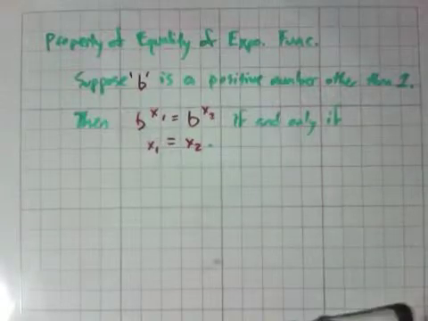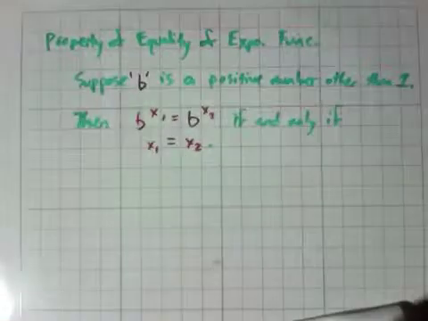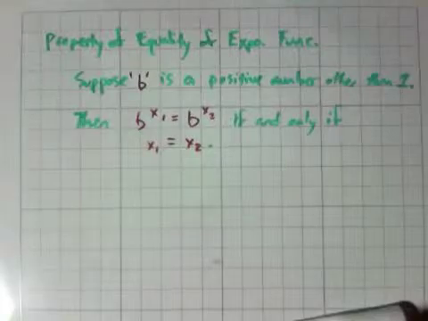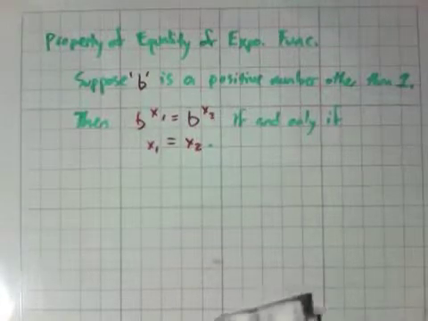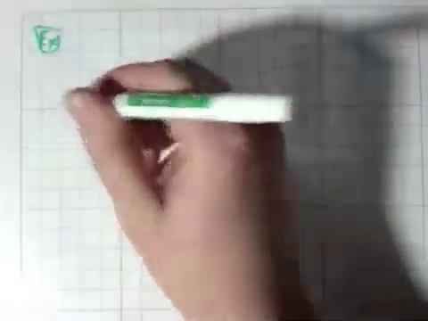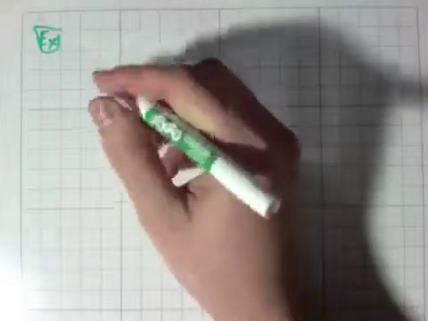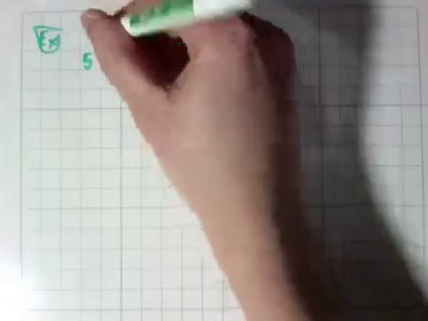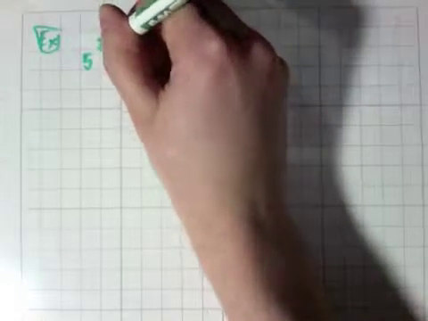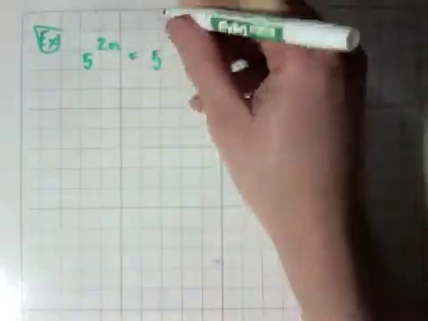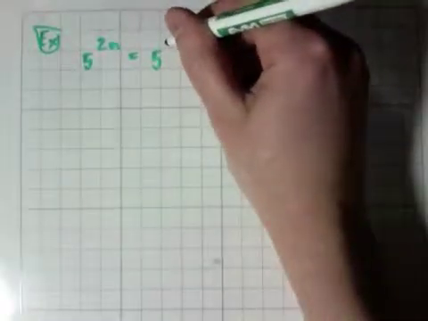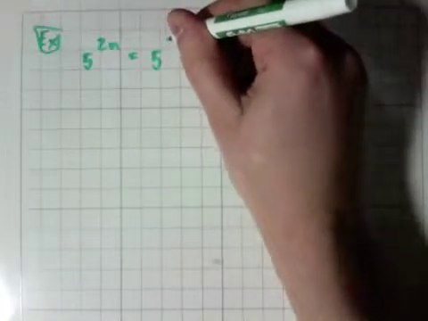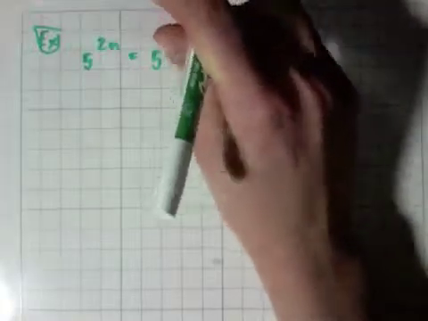All right, so let's consider, and pause this if you do need to write this down. This is also found on page 599 in the Red Algebra 2 textbook. So in using this property, if I have something to the effect of, actually let me do an easier one first. What if I have 5 to the 2n equals 5 to the, let's say, n plus 1.